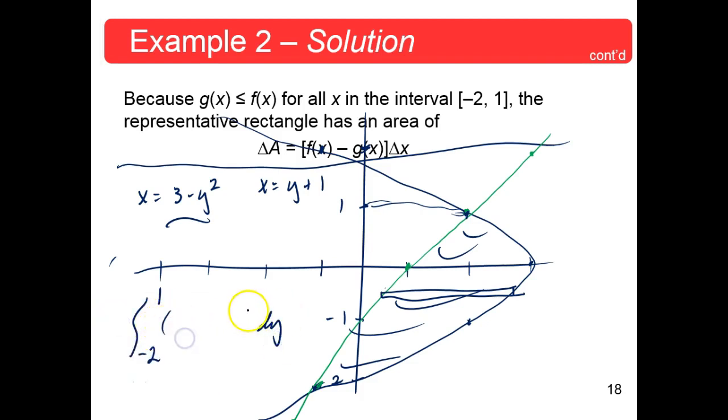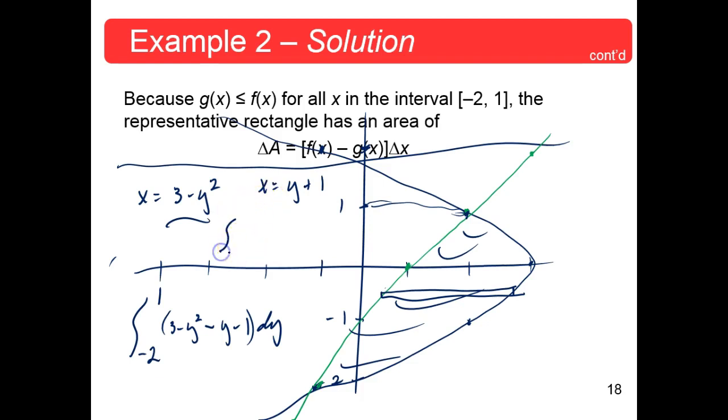Now what's our length? There's your width. What's our length? It's, for x equal 3 minus y squared, that's the right hand, minus a y plus 1, so it would be minus y minus 1. Just doing the subtraction. Does that make sense? The x over there minus the x over here. This x minus that x. So let's clean that up a little bit.